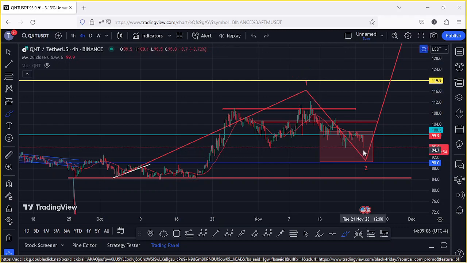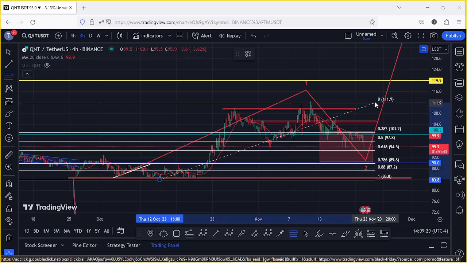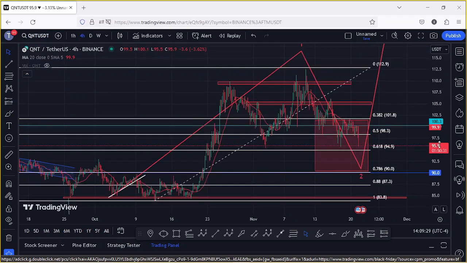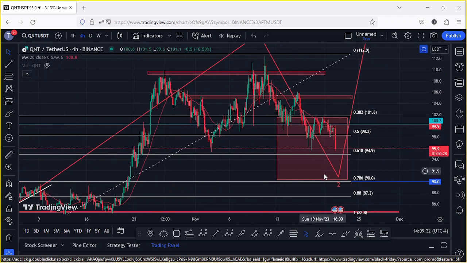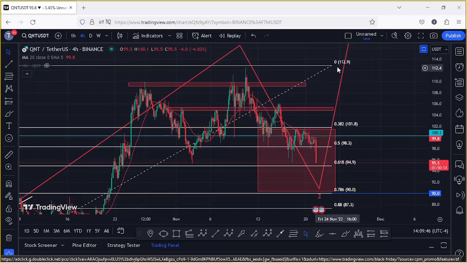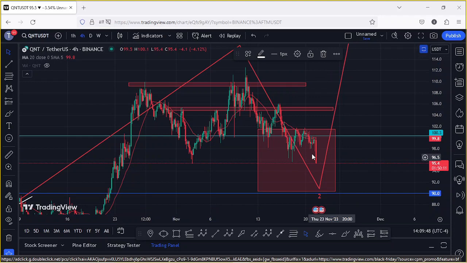We started a corrective structure in the formation of this wave 2, and the minimum pullback target areas for the second wave can be given using the Fibonacci, connecting the fibs from the low of the first wave to the high of that wave 1, giving me a minimum pullback target area between the fib level 0.382 and the fib level 0.78 as a maximum, and that is between the $101.8 mark and the $90 mark, which is the area that I have highlighted on the charts using this pullback target area.